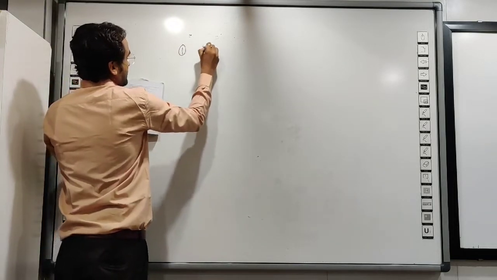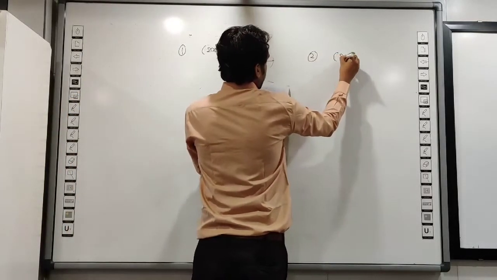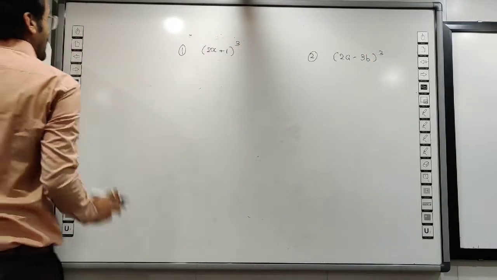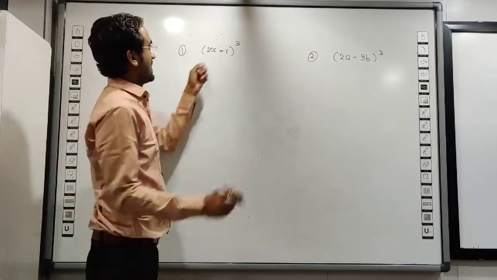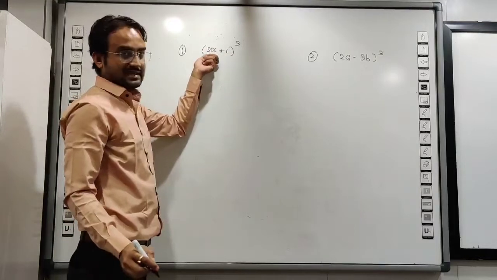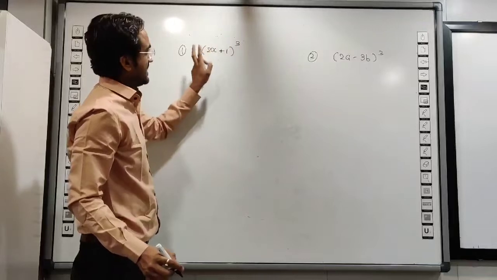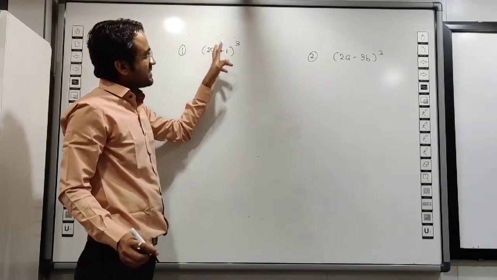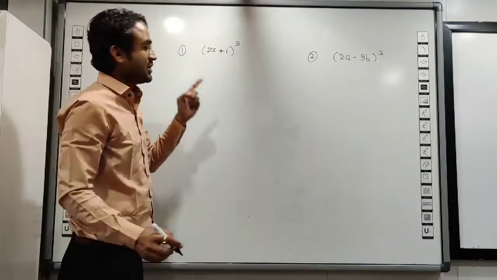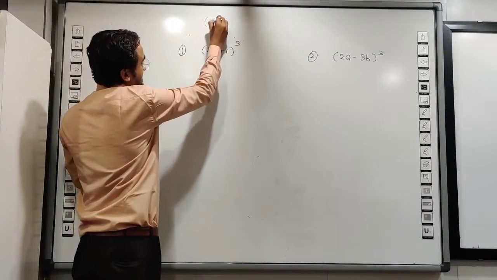Now the first question: (2x plus 1) whole cube. The second one: (2a minus 3b) whole cube. So what do you need to do? First of all, you have to check your question. In the bracket, two terms are given. That means this one is x, this one is y. So your question is like x plus y whole cube. You should have a spark in your mind about which type of identity you need to use. So what is your identity?